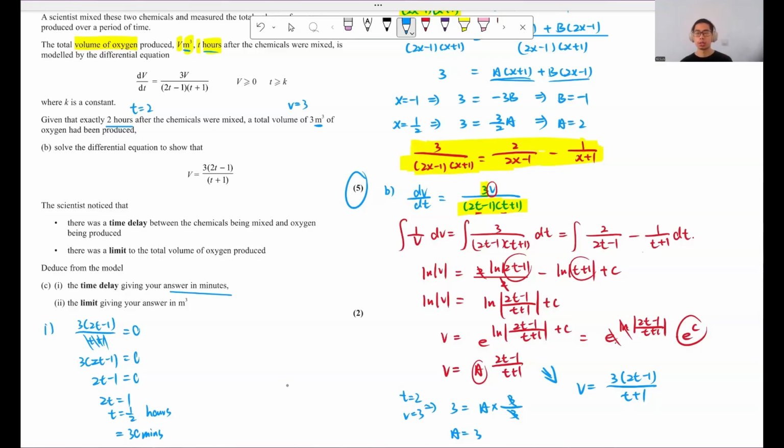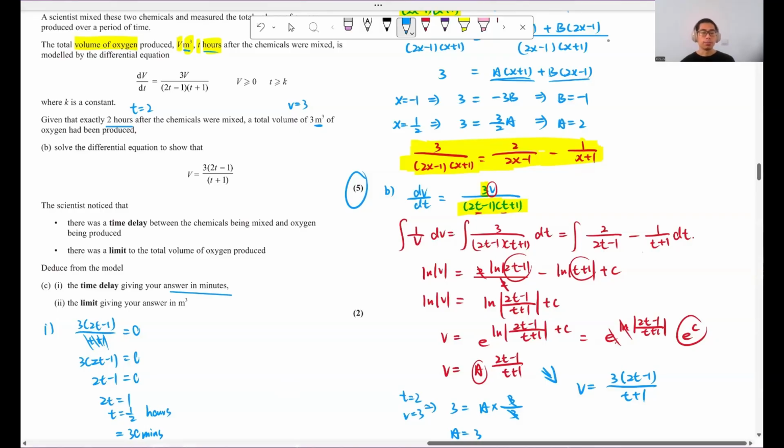So when t equal to 30 minutes, the volume, meaning the volume of the oxygen, starts from 0, and after that it will become positive. So when t equal to 30 minutes, the oxygen is being produced, because before that it's nothing, it's negative or something. It hasn't been produced yet. So at t equal to 30 minutes, the oxygen starts from 0 and then becomes positive. So that's the instant when the oxygen is being produced.